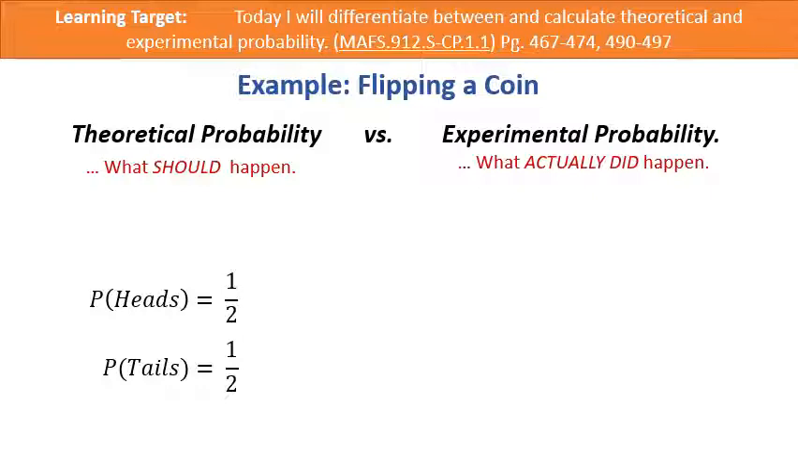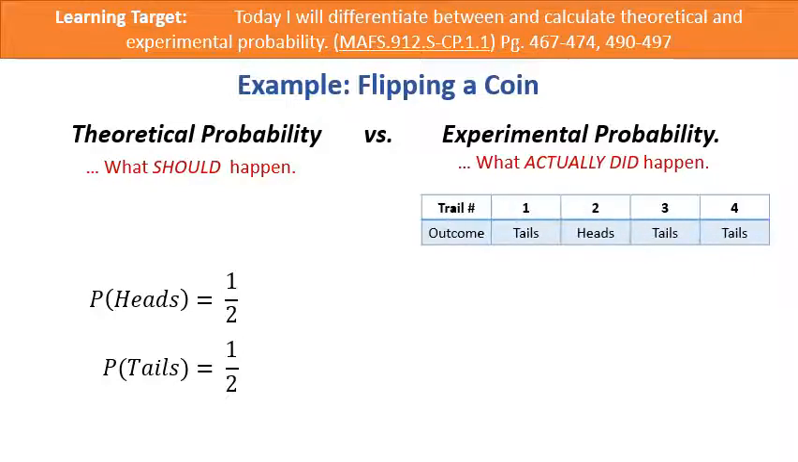Now, let's look at experimental probability. So in experimental probability, we don't know what the theoretical probability is or should be, so we do an experiment. Let's say that to make it simple, I flipped a coin 4 times. So here are my results. Grabbed a coin, I flipped it. The first time I flipped it, it landed on tails. The second time I flipped it, it landed on heads. The third time it landed on tails, and the fourth time it landed on tails again.